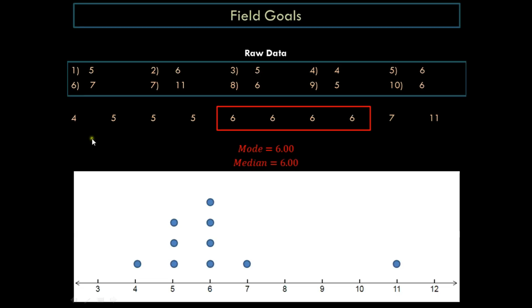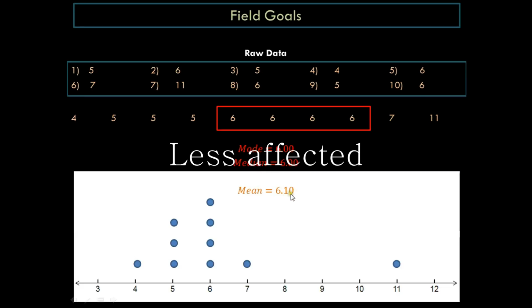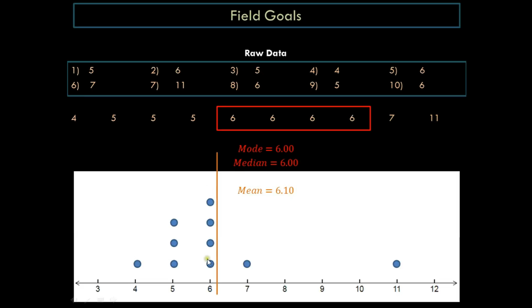The median, if we arrange the data, is the one at the center. The median, unlike the mean, is not affected by the outliers. Again, the mean is 6.1. The reason why this is big is because of the effect of the outlier. So there, this is the mean.